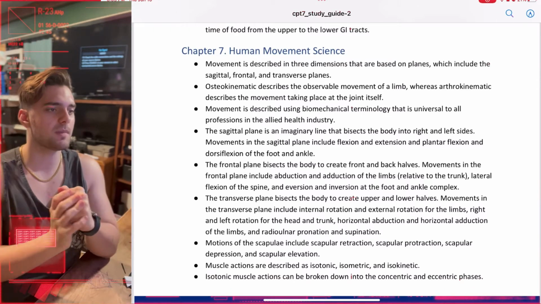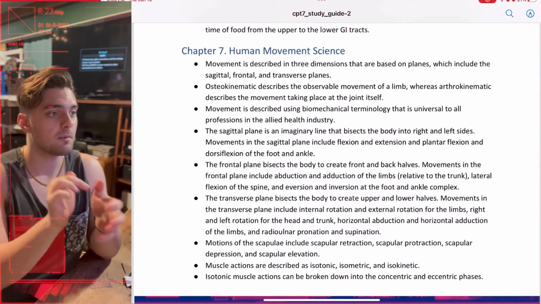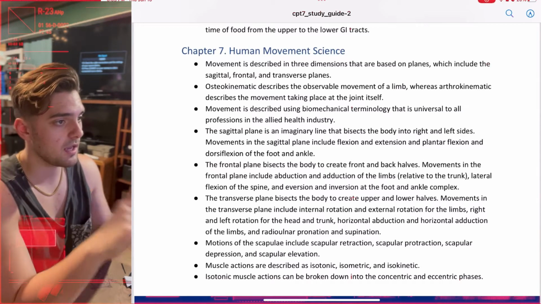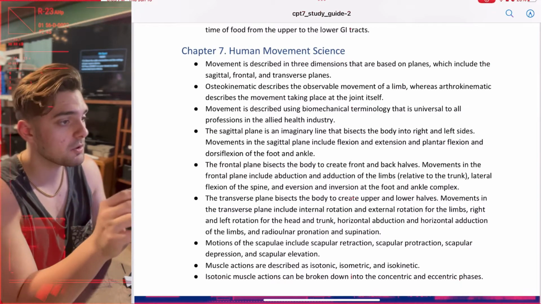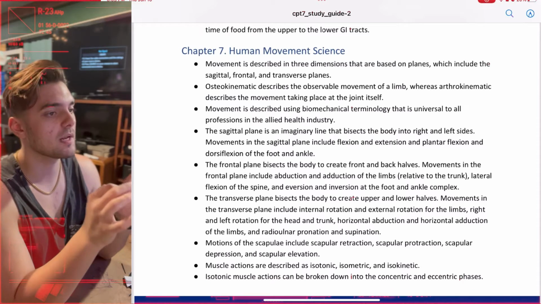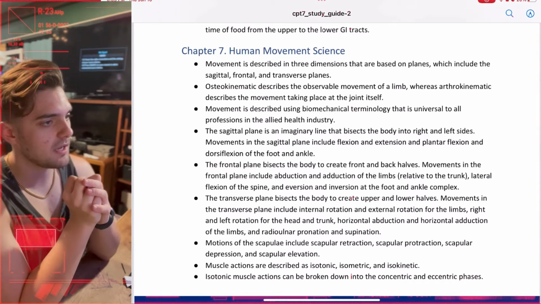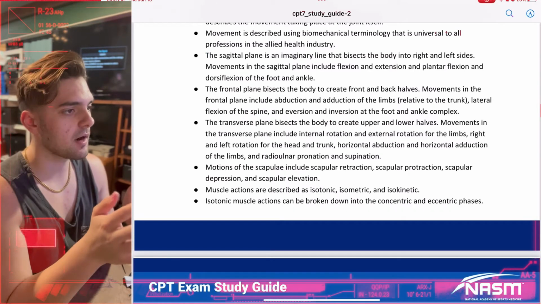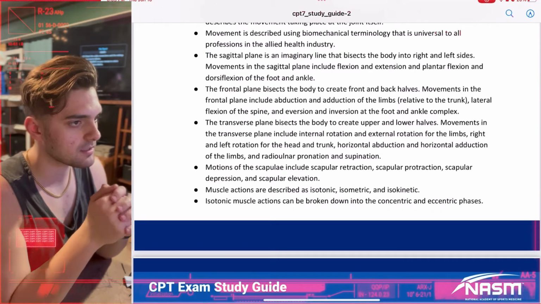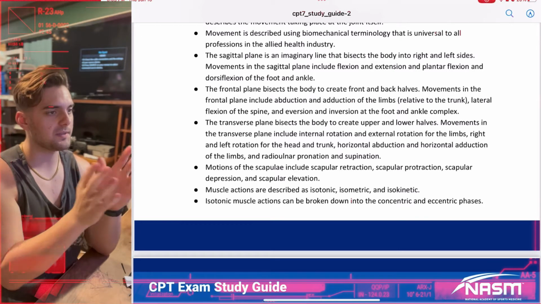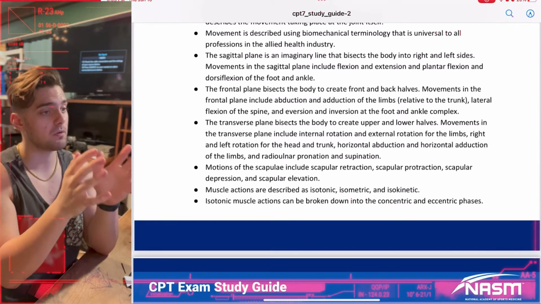Movement is described in 3 dimensions that are based on planes, which include the sagittal, frontal, and transverse planes. Osteokinematic describes the observable movement of a limb, whereas arthrokinematic describes the movement taking place at the joint itself. Movement is described using biomechanical terminology that is universal to all professions in the allied health industry.